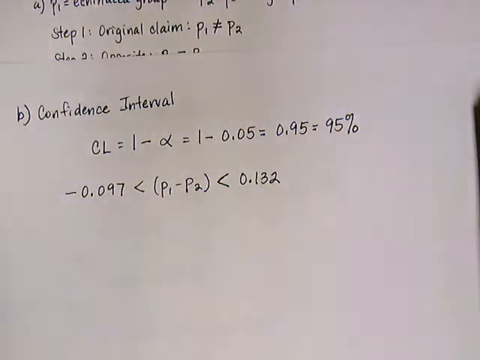And what that's saying is this, that we are 95% confident that the difference between the Echinacea treatment and the placebo treatment falls between negative 0.097 and 0.132.